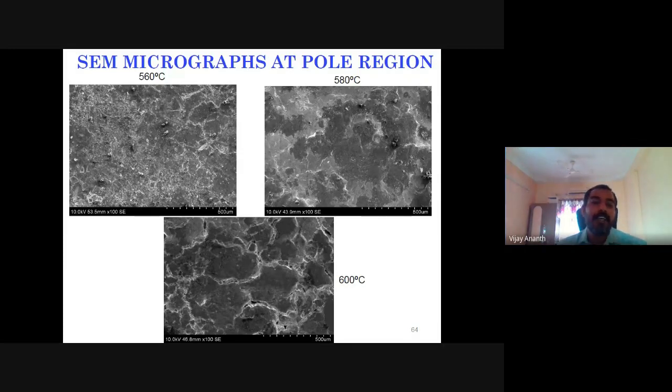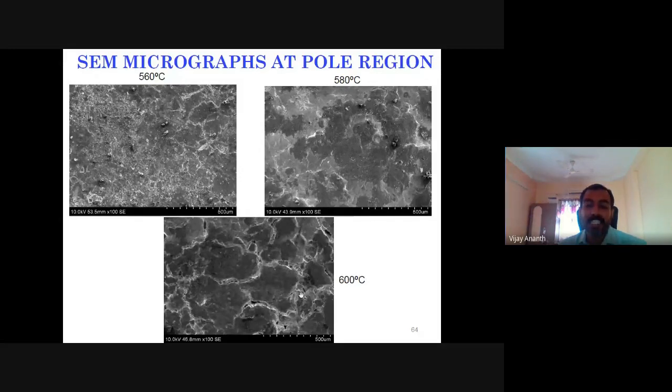It is a composite, right? These are all the grains. Silicon carbide particles we have also seen through this. This is at 580 degrees centigrade. This is the grain size, and these are all the grains. Very good forming was obtained at 580 degrees centigrade.